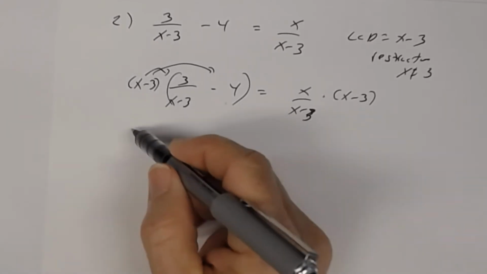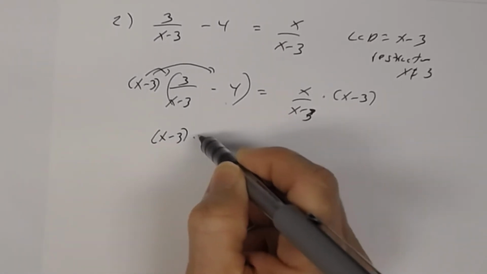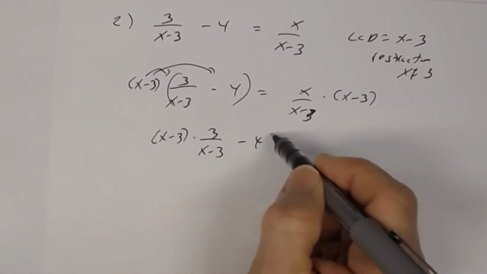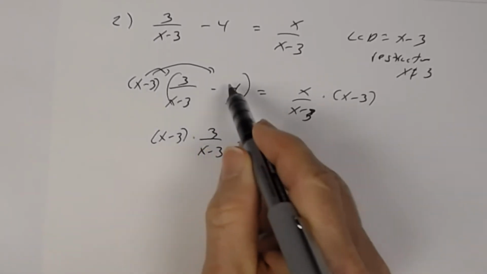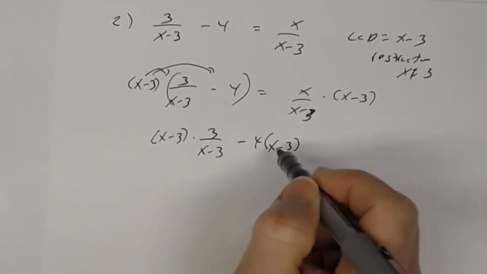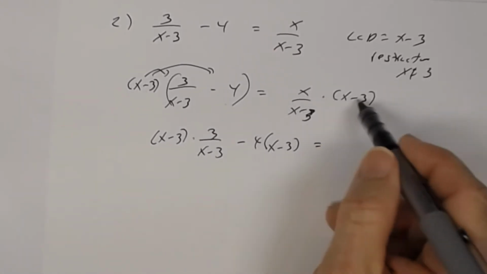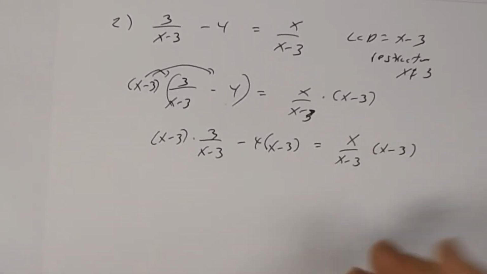So when I distribute, I get x minus 3 times the first rational expression, just like this. All right, minus 4, notice the parentheses, that's important, x minus 3. This times this is this, that parentheses was important, equal, and I'm just going to go ahead and rewrite this over. X divided by x minus 3 times x minus 3. Now I'm going to reduce.